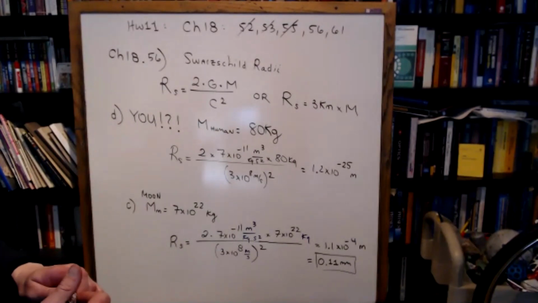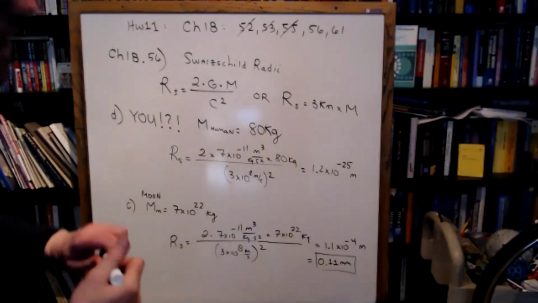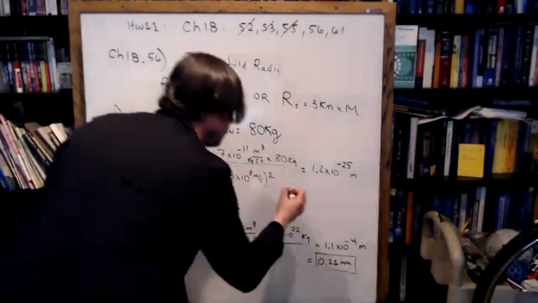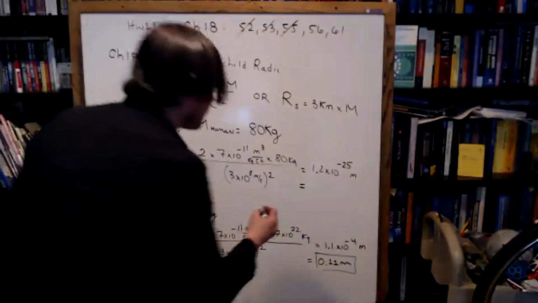That's 10 yoctometers? No, because you're going to the other side of the decimal point. 0.12 yoctometers.